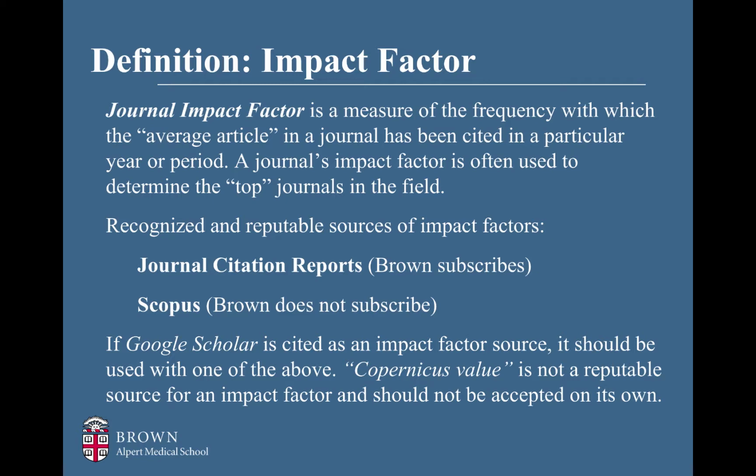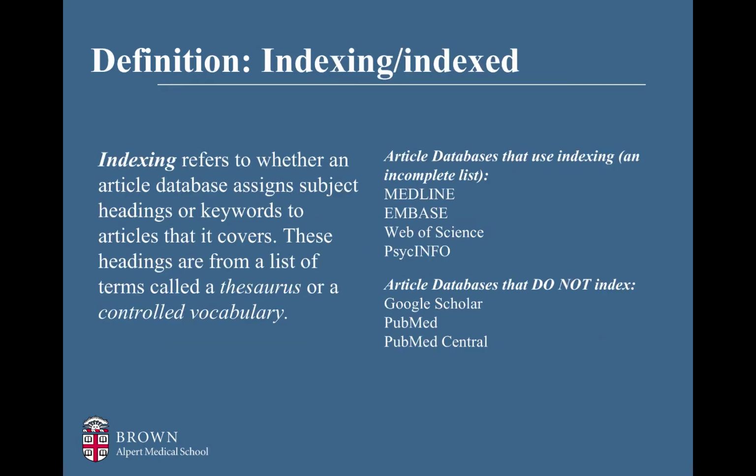Indexing refers to whether an article database assigns subject headings or keywords to articles that it covers. These headings are from a list of terms called a thesaurus or a controlled vocabulary. For instance, the Medline database uses MeSH, or medical subject headings. An article database may or may not use indexing.